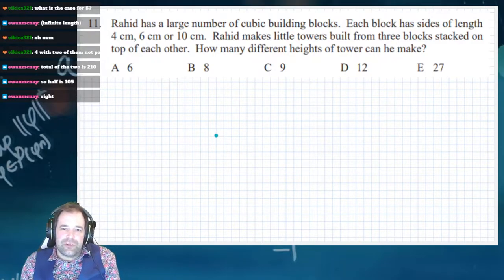Rahid had a large number of cubic building blocks. Each block has side lengths 4, 6, or 10. Rahid makes little towers built from 3 blocks stacked on top of each other. How many different heights of the tower can he make?